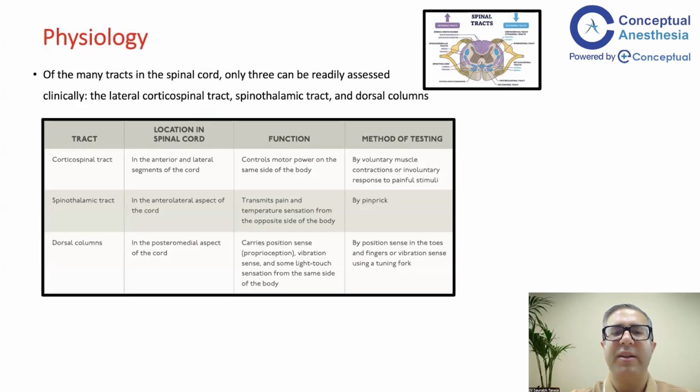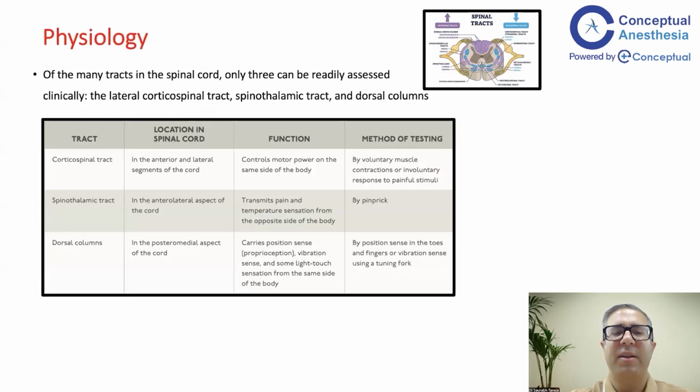The corticospinal tracts: the location in the spinal cord is in the anterior and the lateral segments of the cord. The function is to control the motor power of the same side of the body. And the method of testing is by voluntary muscle contractions or involuntary response to painful stimuli.